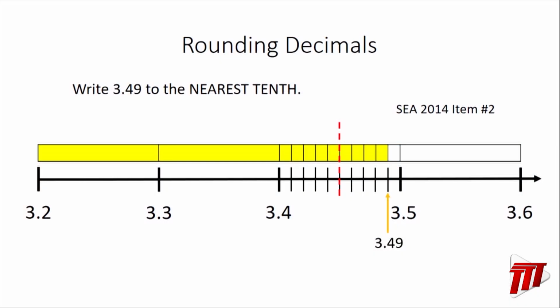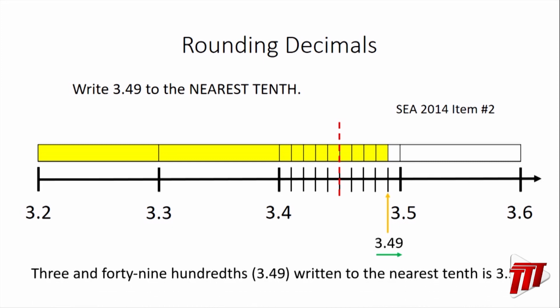If the value that we are required to round is to the right of our midpoint, we are going to round up. If it is to the left of the midpoint, we are going to round down. If it is exactly on the midpoint, we are also going to round up. In this case, 3 and 49/100 is clearly to the right of our midpoint, so we are going to round up. So 3 and 49/100 to the nearest tenth is 3 and 5/10.